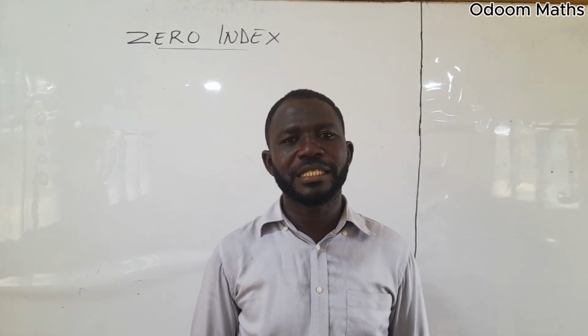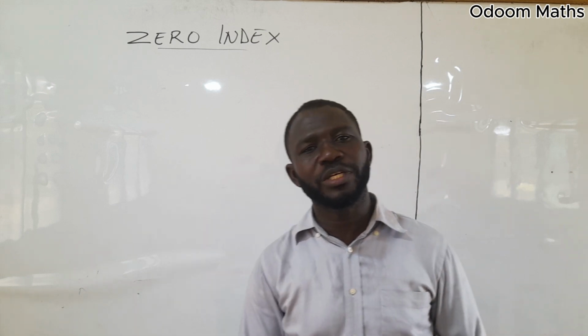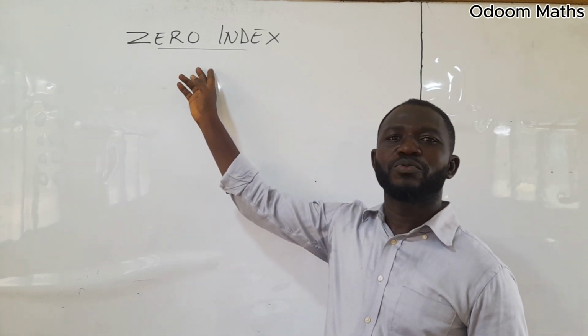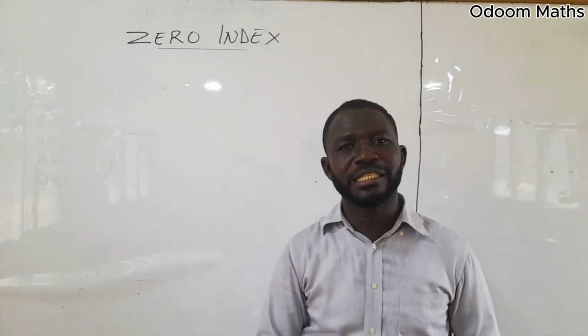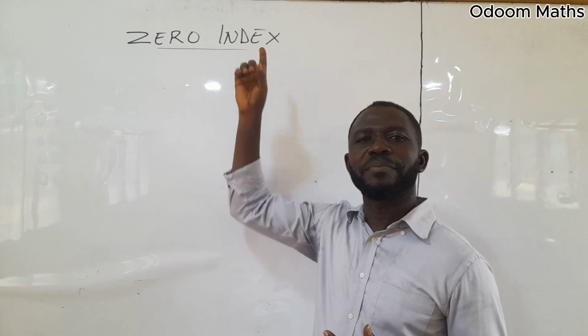This is Odum Maths. Today I want us to look at exponential equations. But before we look at exponential equations, let's use about 1 minute to look at zero index. Zero index, that is variables or numbers having a power of zero.